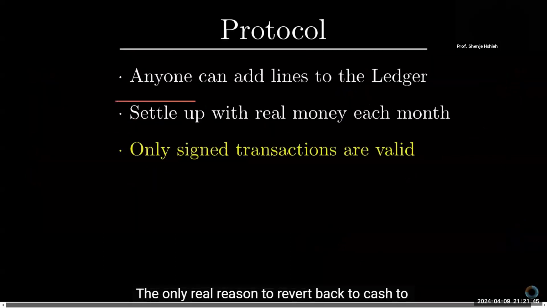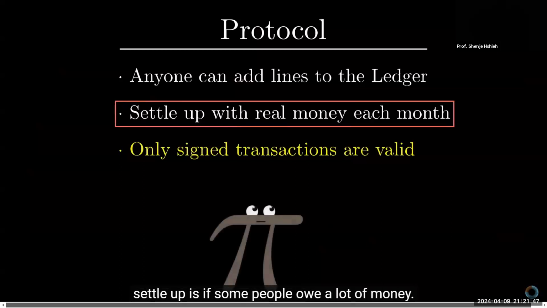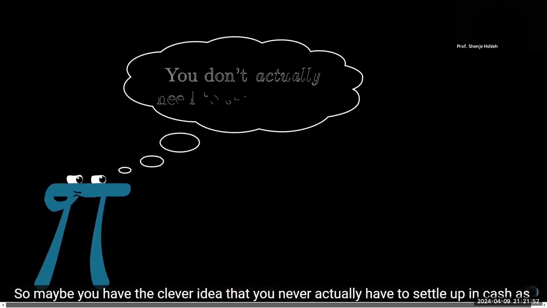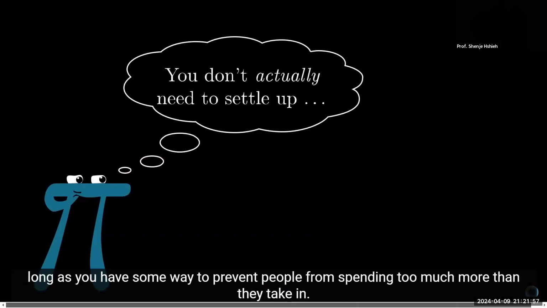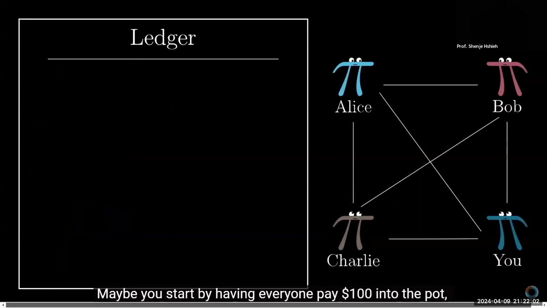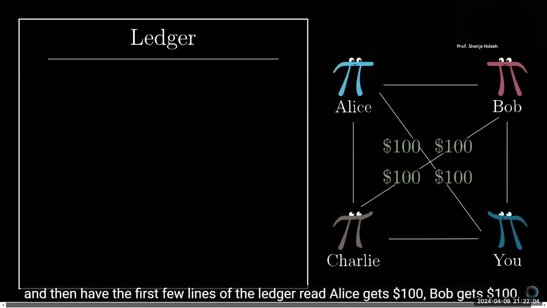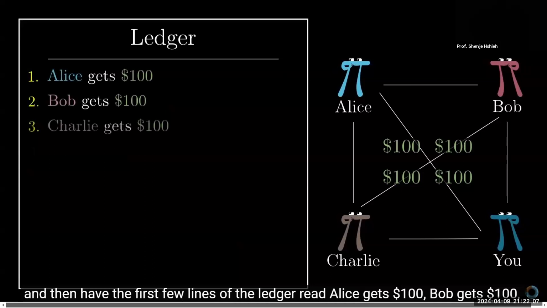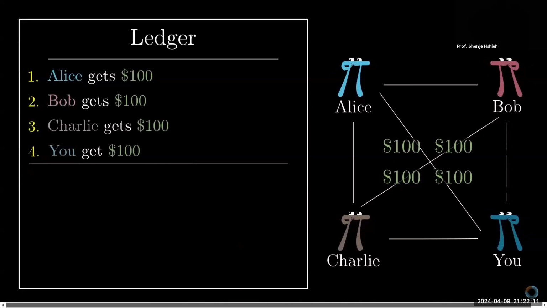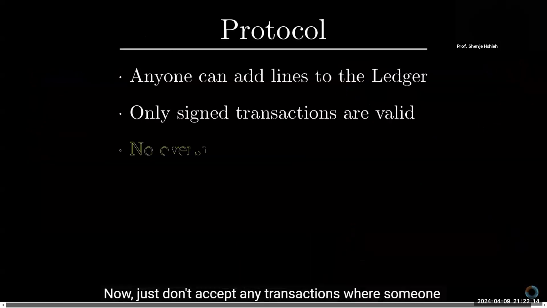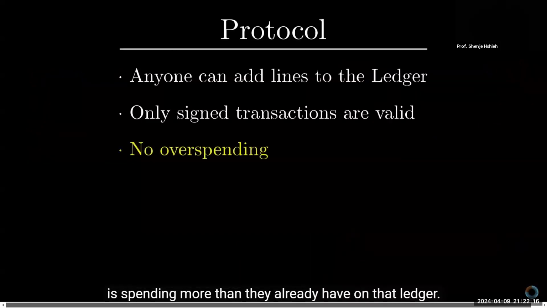The only real reason to revert back to cash to settle up is if some people, I'm looking at you, Charlie, owe a lot of money. So maybe you have the clever idea that you never actually have to settle up in cash as long as you have some way to prevent people from spending too much more than they take in. Maybe what you do is start by having everyone pay $100 into the pot, and then have the first few lines of the ledger read, Alice gets $100, Bob gets $100, Charlie gets $100, etc. Now, just don't accept any transactions where someone is spending more than they already have on that ledger.